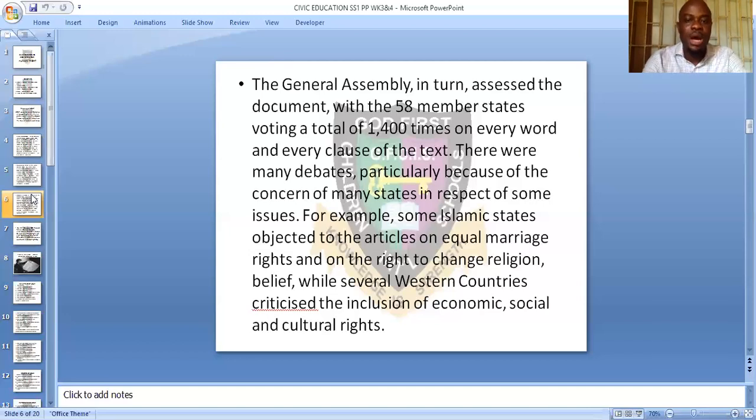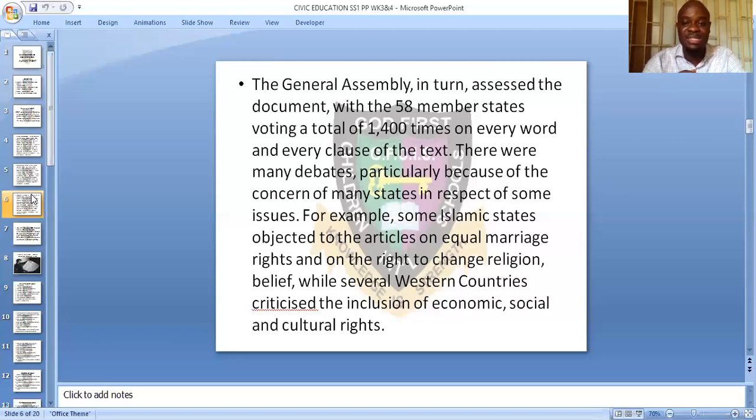One of the debates was on some Islamic states, whereby they objected to the articles on equal marriage rights and on the right to change religion or belief. You know that Muslim countries don't believe in it; it's not part of their culture that a woman should have equal marriage rights with a man, and likewise that they also have the right to change religion or belief.